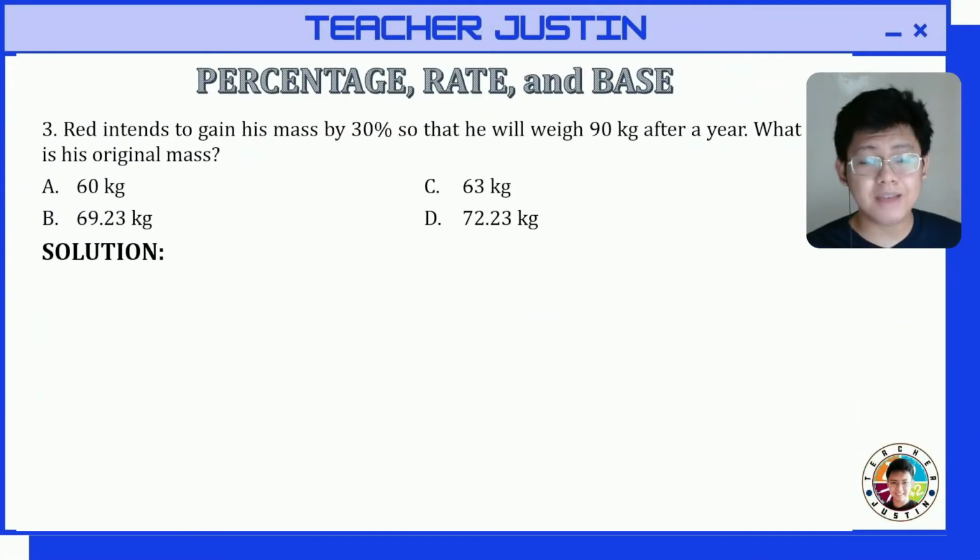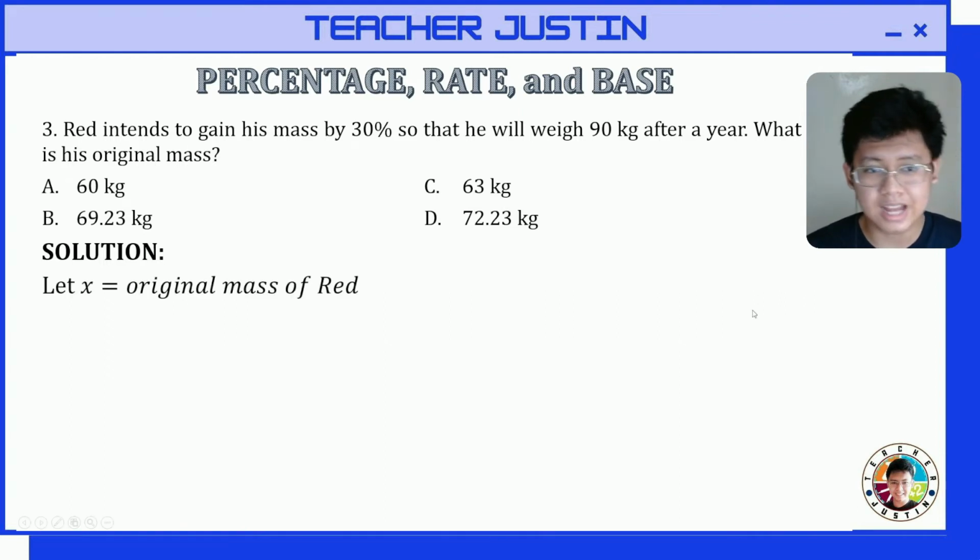Alright. Okay, let's have this item. Red intends to gain his mass by 30% so that he will weigh 90 kilograms after a year. What is his original mass? So, para masagutan natin tong problem na to, let's identify kung ano yung hinahanap natin. And according to the problem, we're looking for his original mass. So, let's have a representation for that. So, gawin natin ng let X be equal to the original mass of Red. So, lagay natin dito, X yung ating hinahanap.